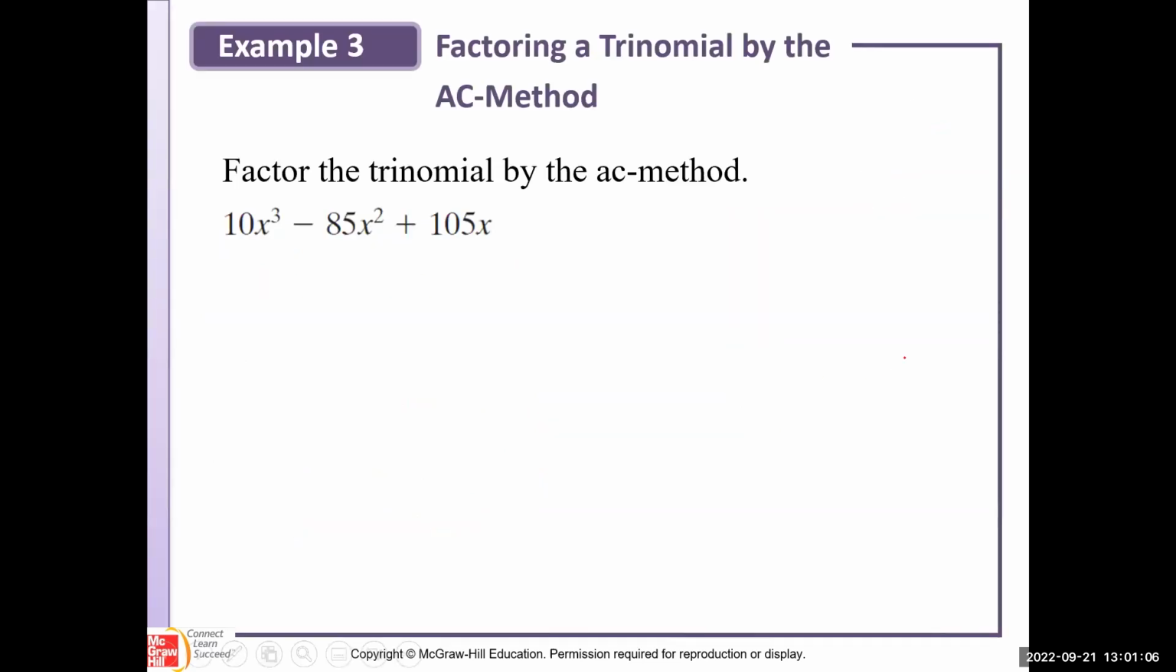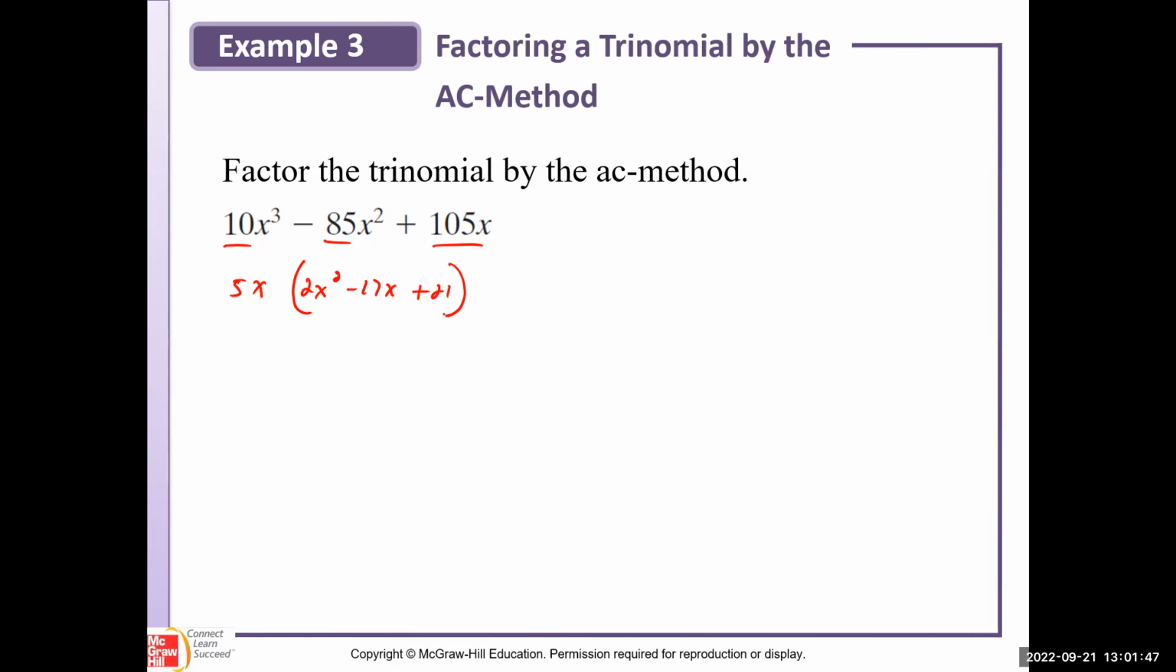Let's see if I can not make any more mistakes. And so here I have a 10x cubed, an 85x squared, and a 105. It looks like I can take out a 5x. When I take out a 5x, I'll end up with 2x squared minus 17x plus 21. Right, so 5x times 2x squared is my 10x to the third. 5x times negative 17x is my negative 85x squared. 5x times 21 is my 105.